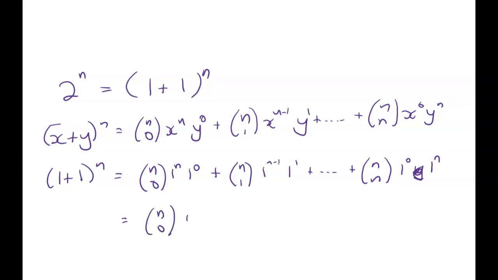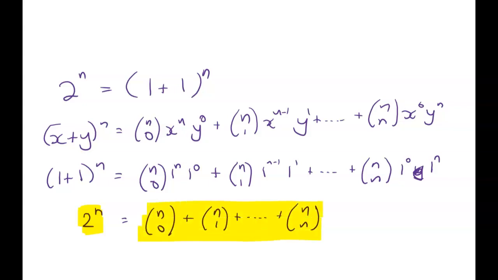So we're left with n choose 0 plus n choose 1, and so on, all the way out to n choose n. Now what this means for the rest of these questions is that whenever you see a 2 to the power of n in a question, it's really useful to think about it as the sum of all of the entries in row n of Pascal's triangle. And that's what we're going to do in the next question.